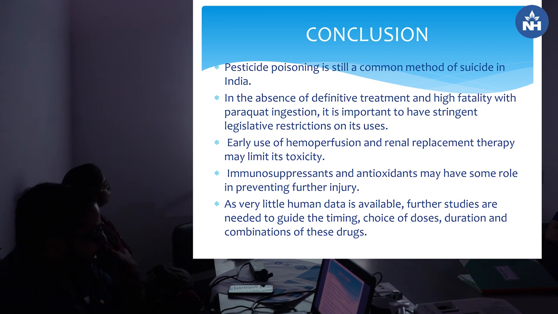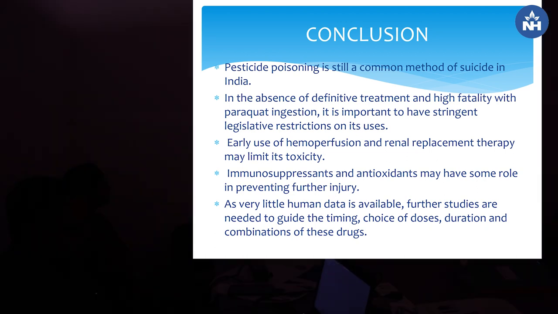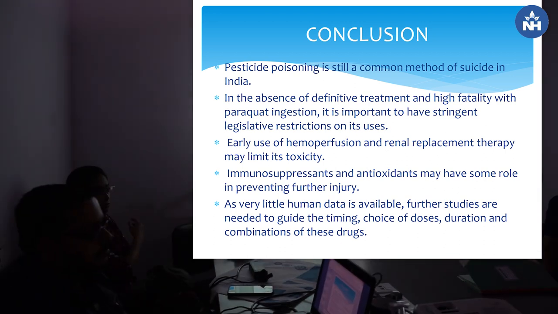Now the conclusion. Pesticide poisoning is still a common method of suicide in India. In the absence of definitive treatment and with high fatality with paraquat ingestion, it is important to have stringent legislative measures on its use. Early use of hemoperfusion and renal replacement therapy may limit its toxicity. Immunosuppressants and antioxidants may have some role in preventing further injury. As very little human data is available, further studies are needed to guide the timing, choices, duration and combination of these drugs. Thank you.